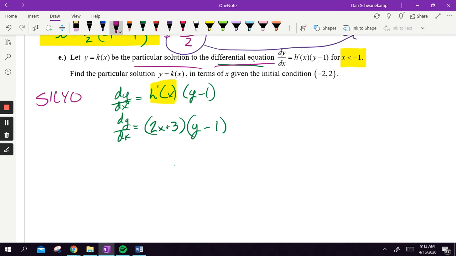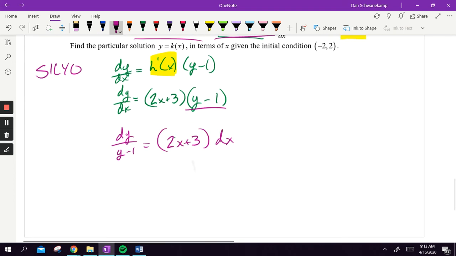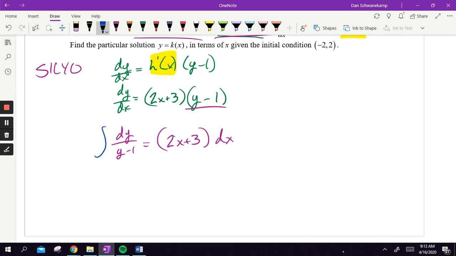We're going to separate first. So we're going to divide by y minus 1, and we are going to multiply by dx. I separated. Now I'm going to integrate. So boom, boom. Y minus 1, that's going to be the natural log of the absolute value of y minus 1, equal to integrate 2x, add 1 to my exponent, divide by my new exponent, add 1 to my exponent, divide by my new exponent, plus c.